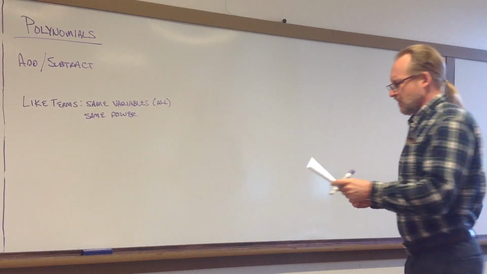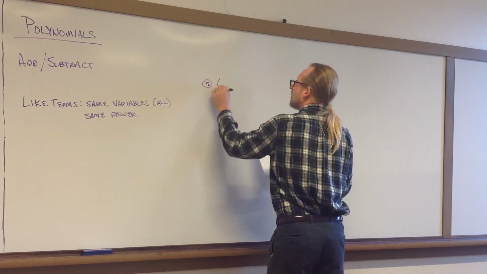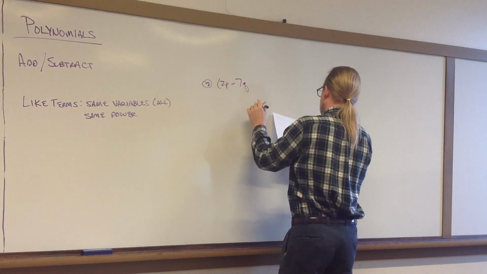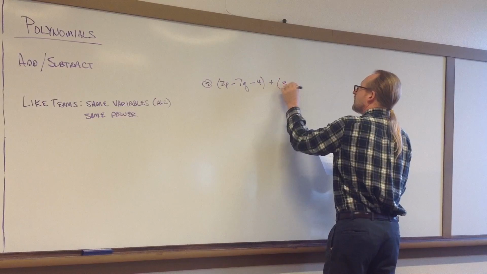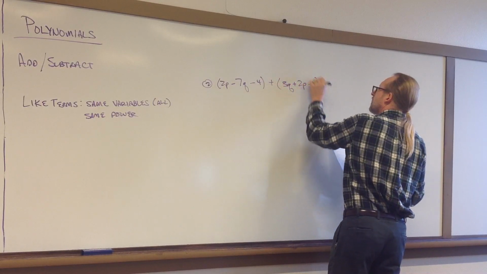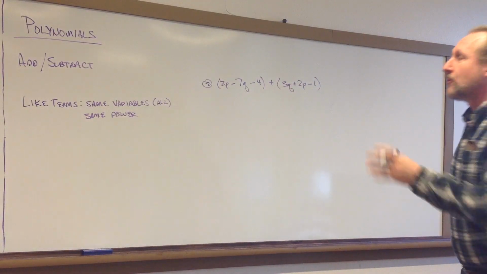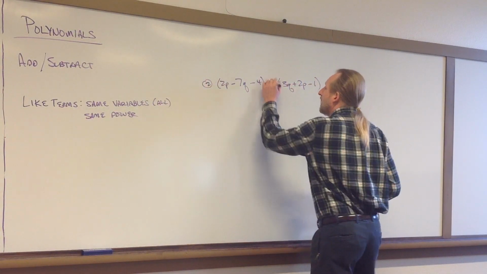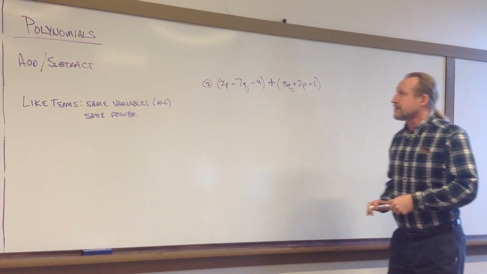So if we look at some of these problems here, first off, 2p minus 7q minus 4, and then we want to add 3q plus 2p minus 1. Okay, so one thing to keep an eye out for in doing these problems is the like terms. The other thing to keep an eye out for is, are we adding or are we subtracting? Because that makes a big difference.